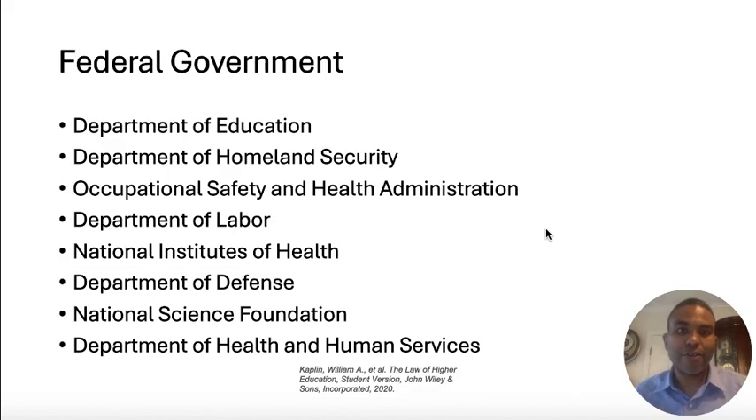All right, in terms of the federal government, you'll see the U.S. Department of Education having a lot of role in terms of financial aid. Homeland Security looks at international students and monitors them while they're in school. The Occupational Safety and Health Administration regulates safety on college campuses. The Department of Labor can provide contracts for training, particularly in the community college world. The National Institutes of Health and National Science Foundation provide research dollars, as does the Department of Defense. And the Department of Health and Human Services is particularly involved with institutions that have academic medical centers.